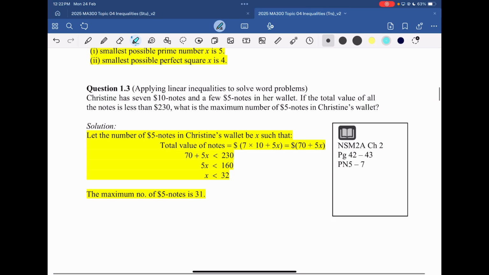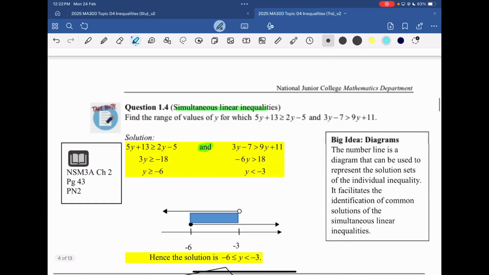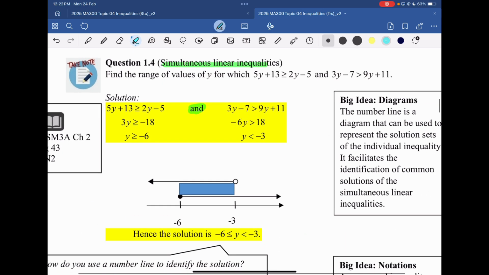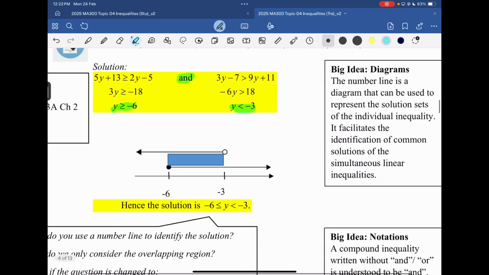Question 1.3. Get 31. Question 1.4, you need to take the overlap. You need to take the overlap. y more than -6, y less than -3.